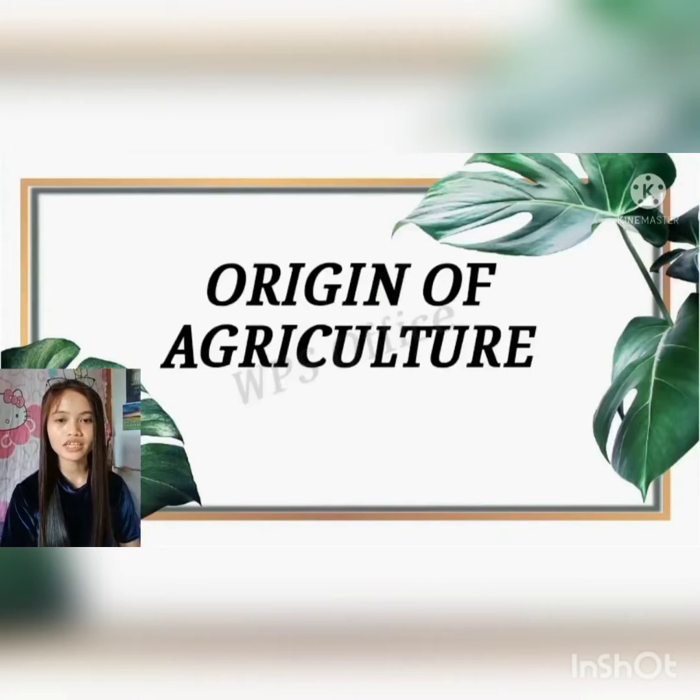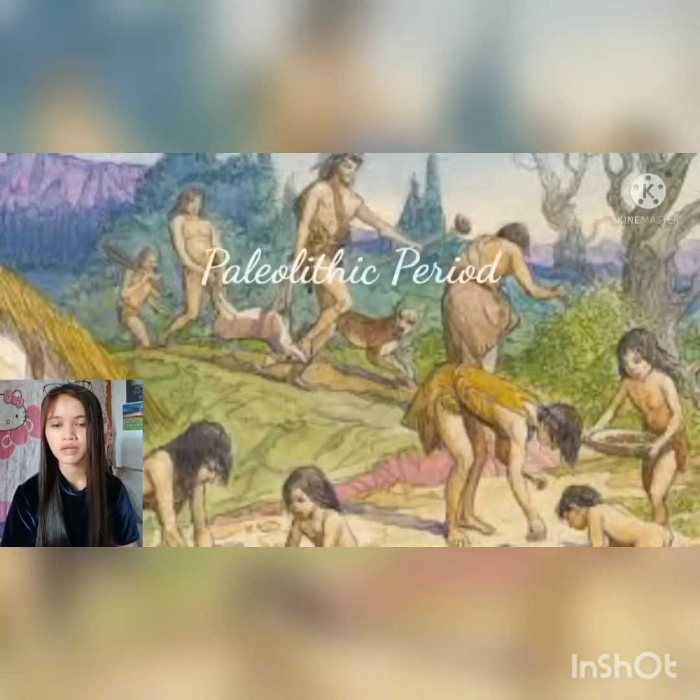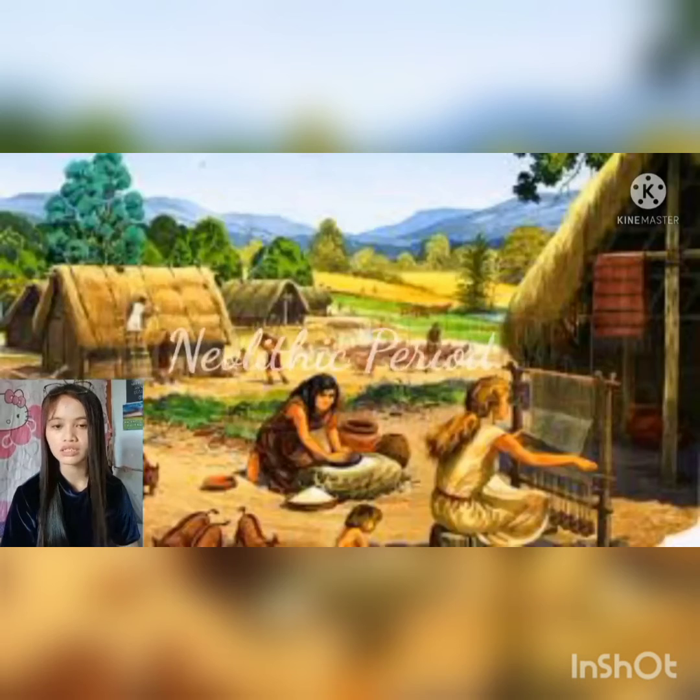Good morning, everyone. Today we will discuss the origin of agriculture. Archaeologists have divided the cultures of the past into ages based on the materials used for making tools. The Stone Age is divided into two: the Old Stone Age, the Paleolithic period, and the New Stone Age, the Neolithic period.